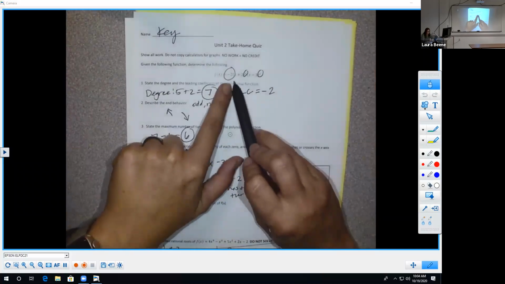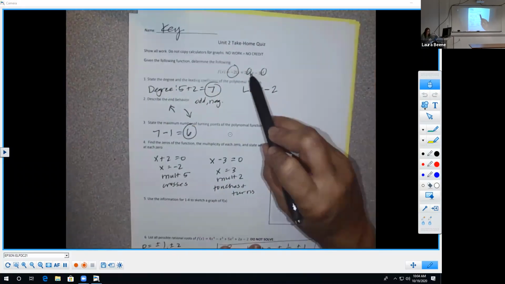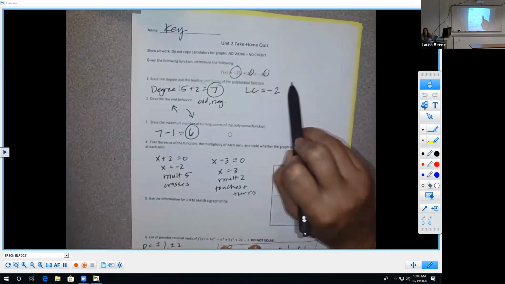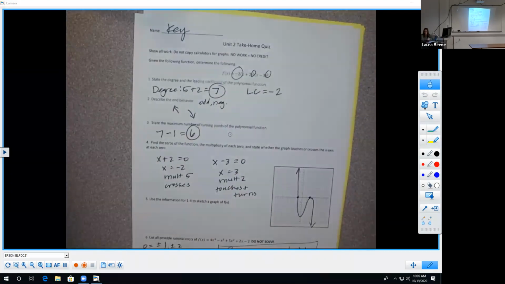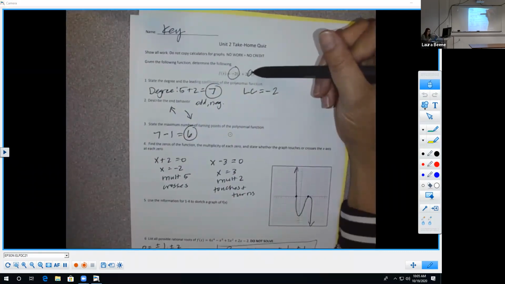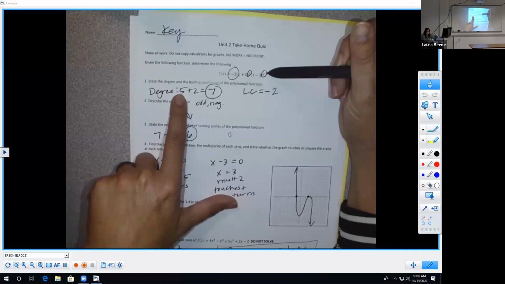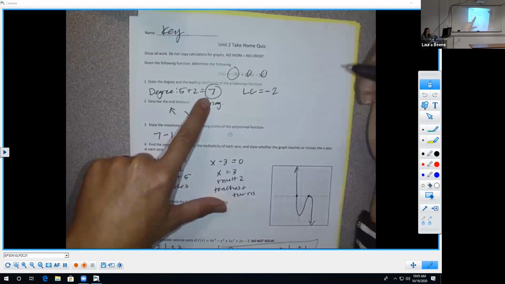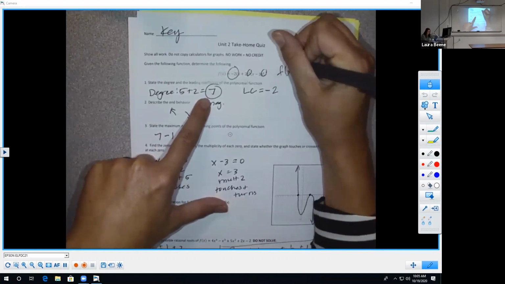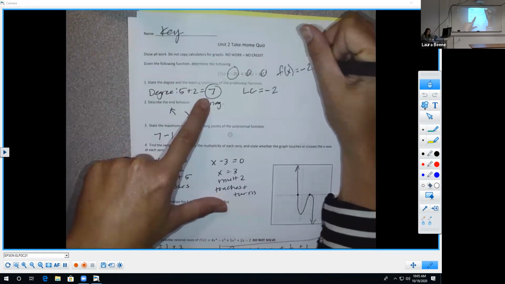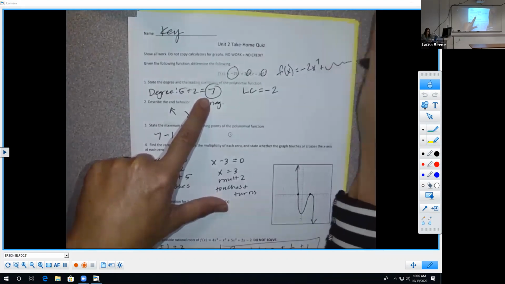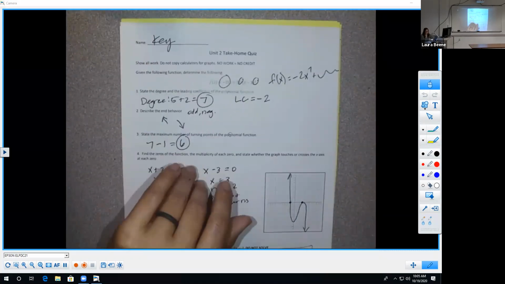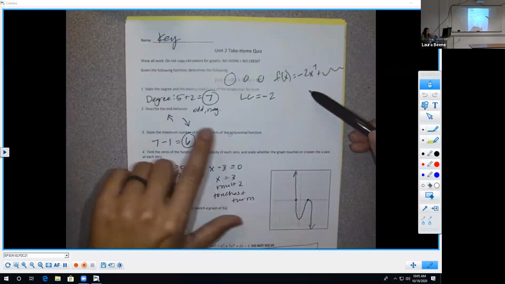If it's not multiplied out like this, remember you can just add your two exponents together, or three exponents, or four exponents, however many exponents you had. The exponent for the x plus 2 was 5. The exponent for the x minus 3 was 2. And you can do 5 plus 2 to get the exponent of 7. So your degree is 7. If you multiply this whole thing out, your first term would be negative 2x to the 7th plus blah, blah, blah, and it went on forever. Okay, so the degree was 7.